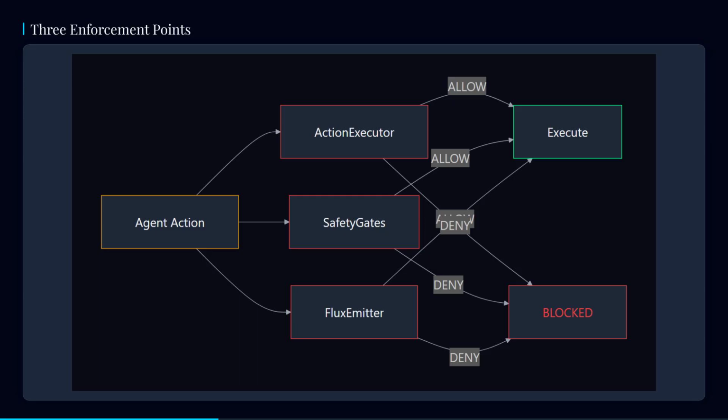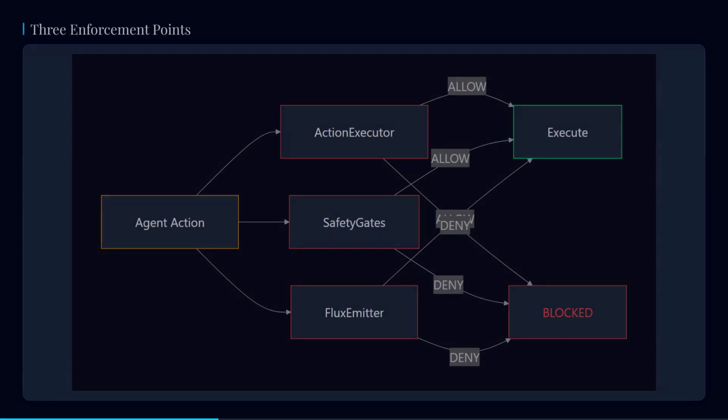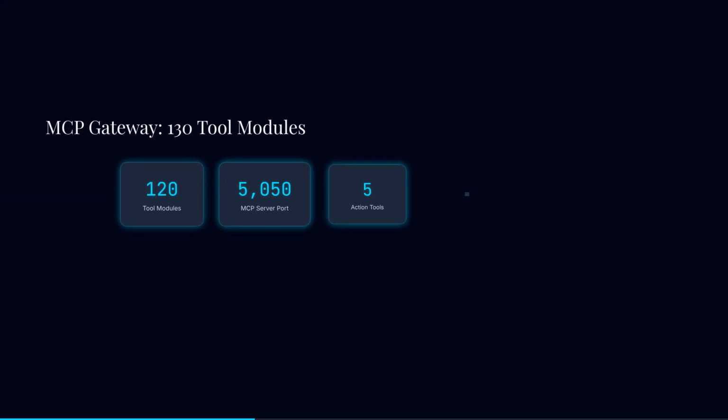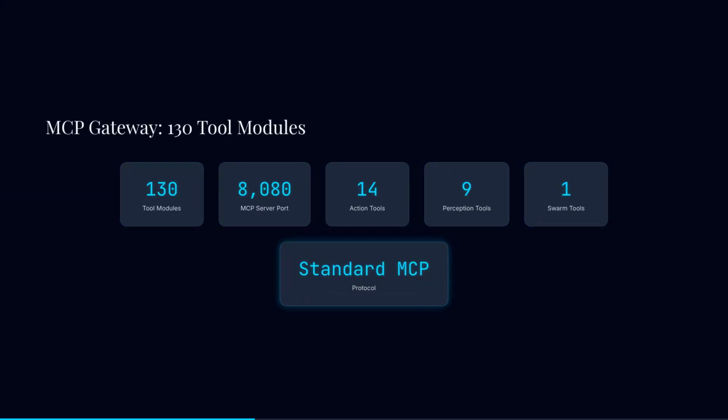These are independent systems that do not share state. Compromising action executor does not give you a bypass through safety gates. This is defense in depth applied to agent security. And every check is logged through the audit_action key for forensic analysis. MCP Gateway, 130 tool modules. Aithernode on port 8080 is the MCP Gateway: 130 tool modules via standard MCP protocol.